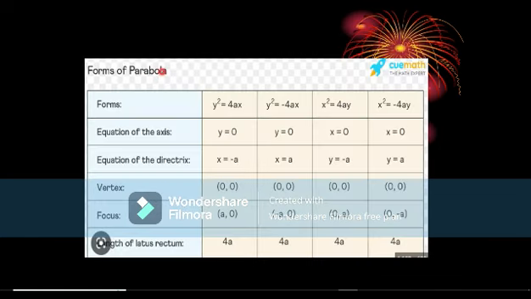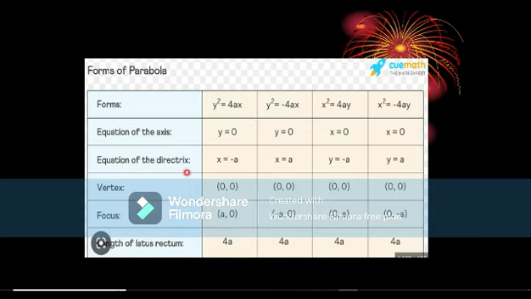There are forms of parabola: y squared equals 4ax, y squared equals negative 4ax, x squared equals 4ay, x squared equals negative 4ay. Again, on the previous video, we used the variable c instead of a. So the equation of the axis is y equals 0 here, y equals 0 here also, and for this one x equals 0, then this is x equals 0.